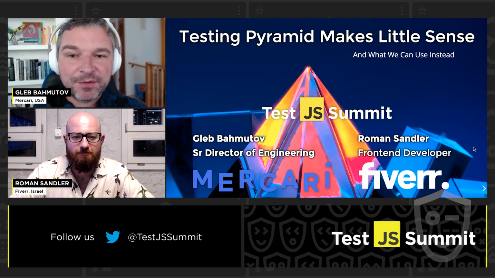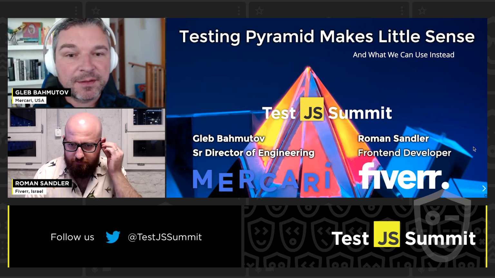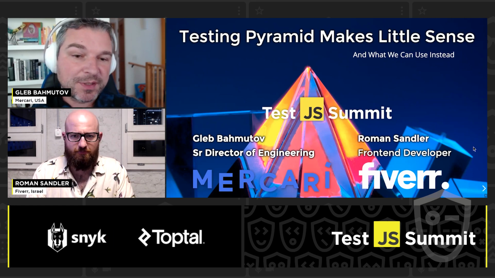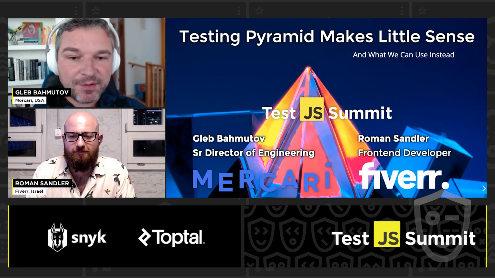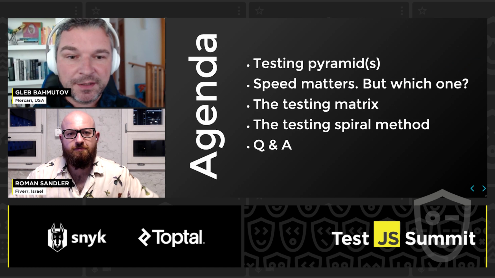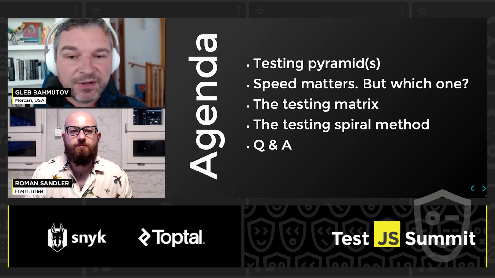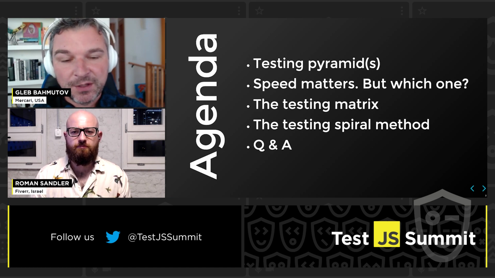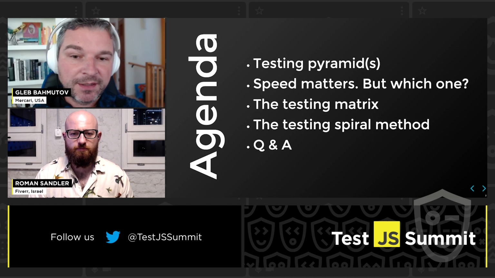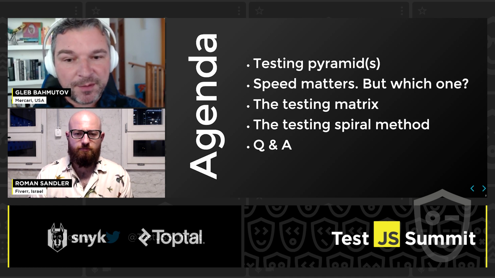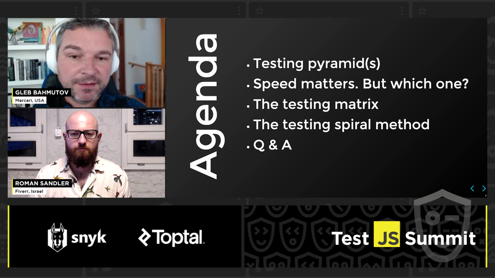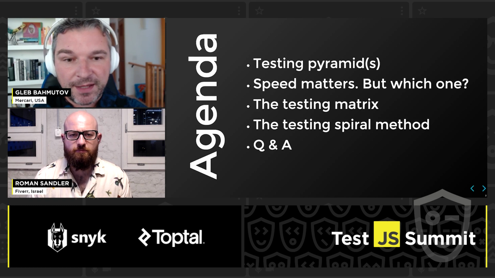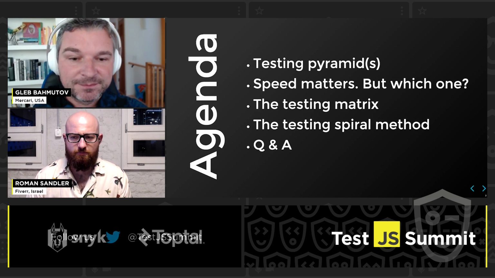And we wanted to tell you about testing pyramids and how we think it makes little sense to just use a single testing pyramid. We also will tell you what to use instead. So if everyone is ready, these are the topics we want to cover in our presentation. We'll talk about the common misconception where the speed matters, but which speed to measure. We'll talk about a replacement for the testing pyramid called testing metrics that Roman came up with, and we'll talk about how to apply it in your development lifecycle. If we have questions, we'll answer them at the end. Roman, you want to take it away?